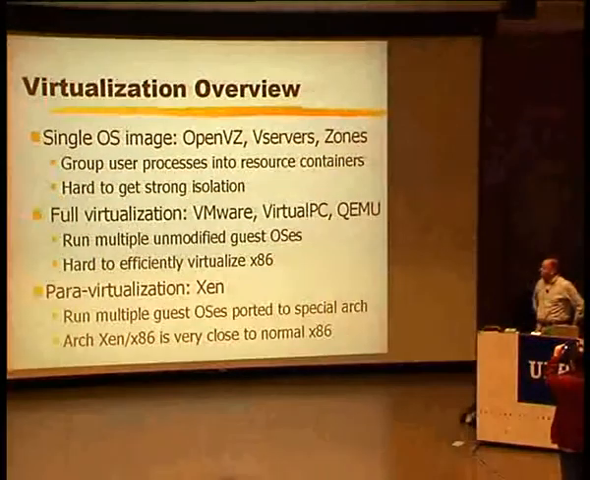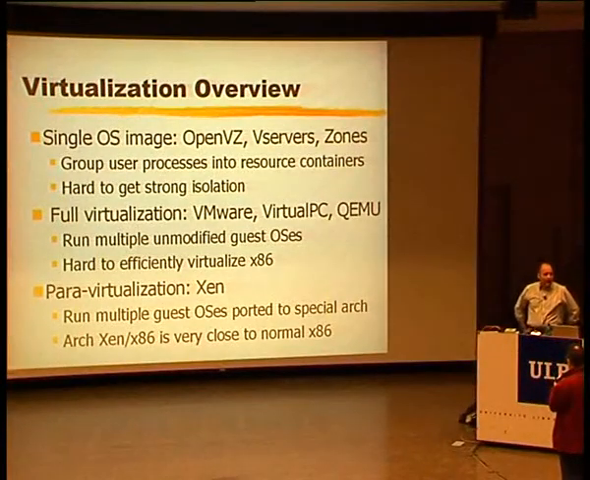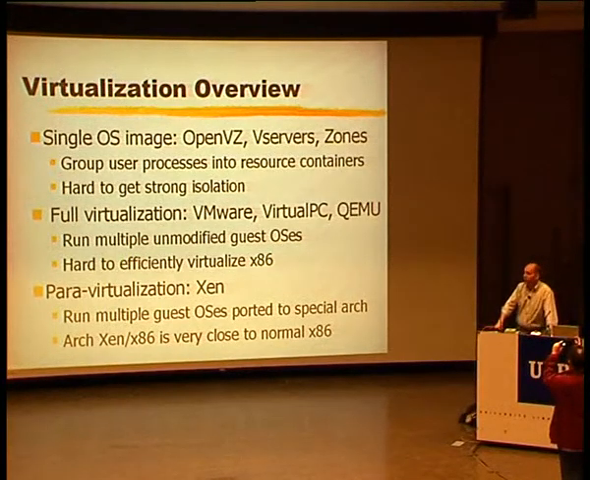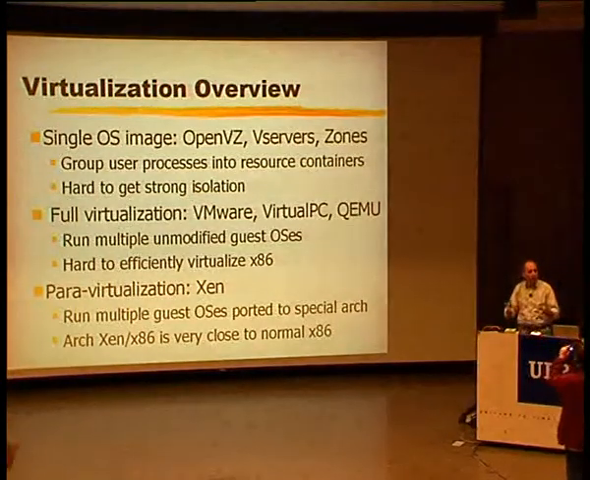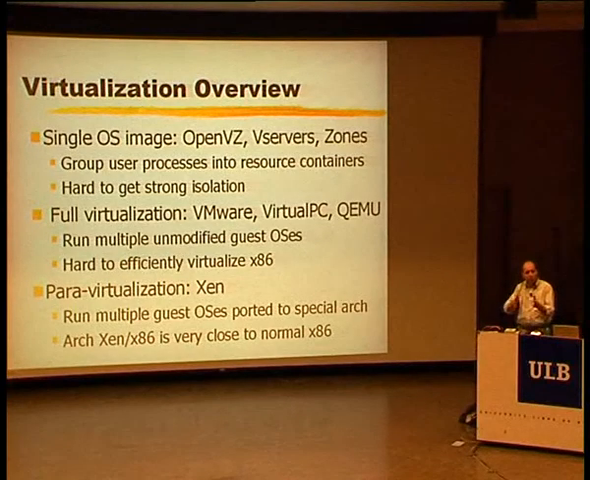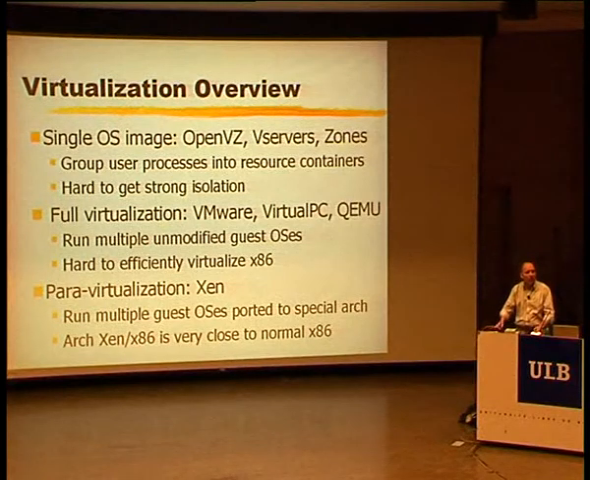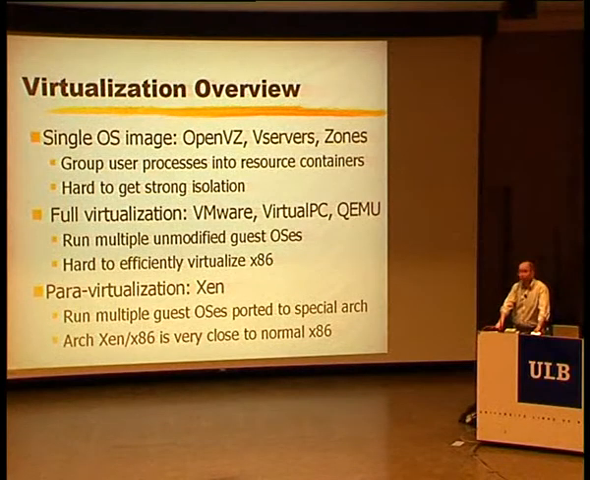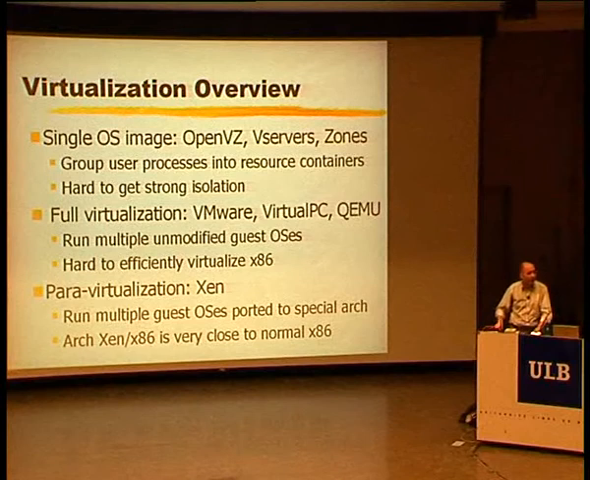So there are a number of different kinds of thing called virtualization, and we'll run through some of the possibilities. Quite a common one is to have a single operating system image, but to then provide the illusion of having multiple operating systems, or multiple separated compartments within that single OS image. There are various examples of this. Perhaps the best known version is the Solaris Zones, but on Linux there's also the vServers project and now the Open VZ project, which are providing that kind of functionality.